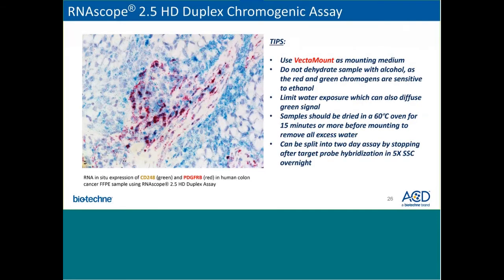For the 2.5 HD Duplex Chromogenic assay, we would highly recommend to use VectaMount as the mounting medium. Both of the red and green chromogens are sensitive to alcohol, so they should not be dehydrated prior to mounting. Additionally, the green chromogen can be sensitive to extended exposure to water, which can also diffuse the signal or even cause it to fade completely. Note that for the Duplex assay, we would also recommend that you dry your samples in a 60-degree oven for 15 minutes or more prior to mounting to remove all excess water.